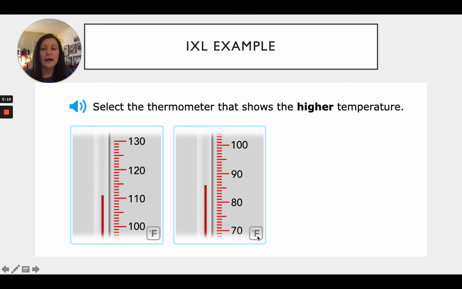So we want the higher temperature. We have 86 degrees Fahrenheit or 111 degrees Fahrenheit. And we know, again, it's going to be this left one because 111 is larger than 86. All right, and that is our science lesson for today.